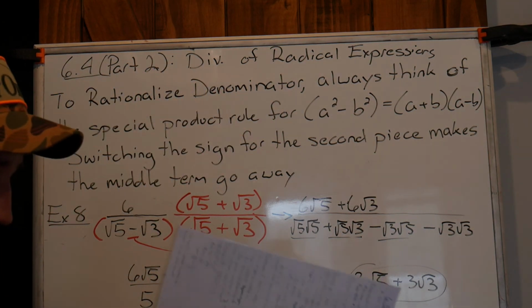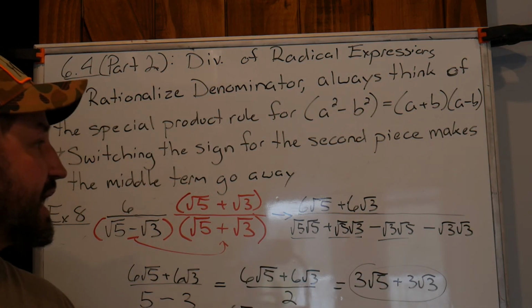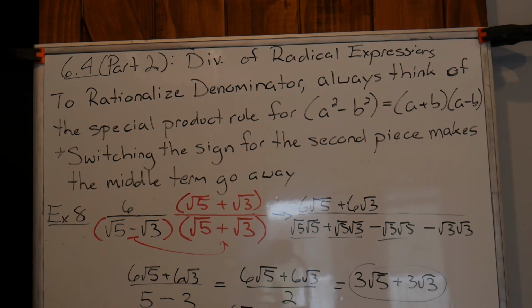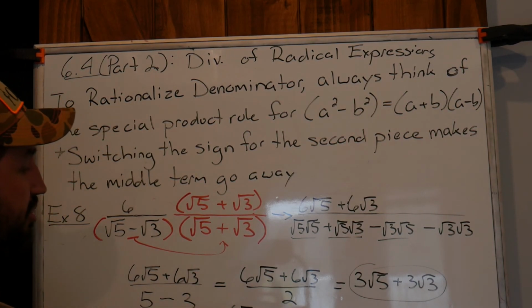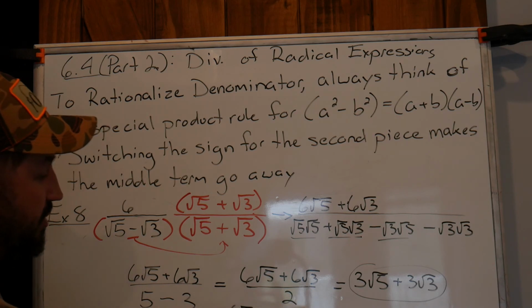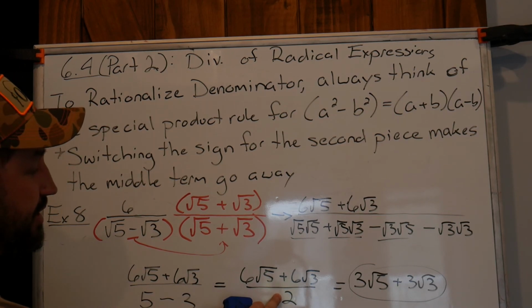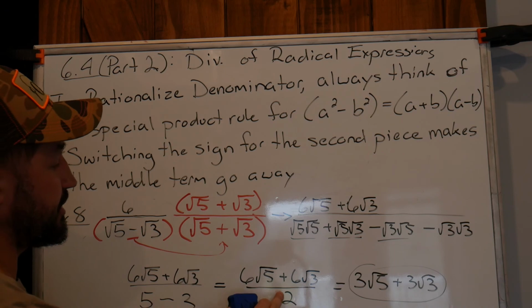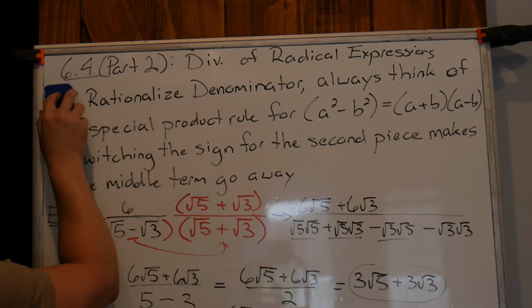If you're doing the test and you leave it over 2, I have to take a little bit off. Depending on how many points that particular problem's worth, I take a half point or a point off if you don't reduce all the way. So if you leave it over 2, it's not truly correct. You have to go lowest terms.